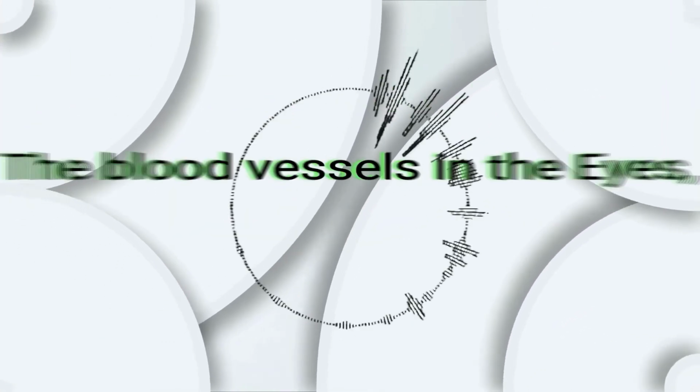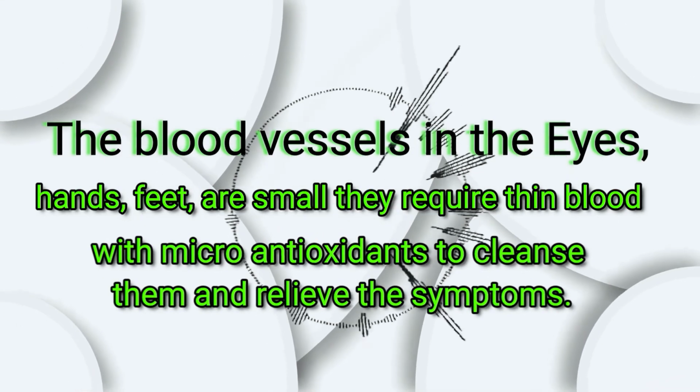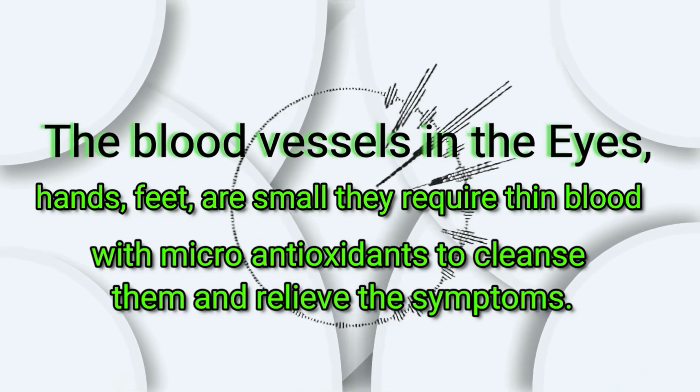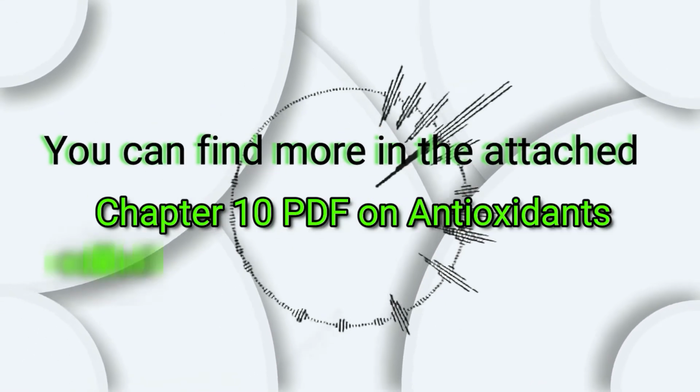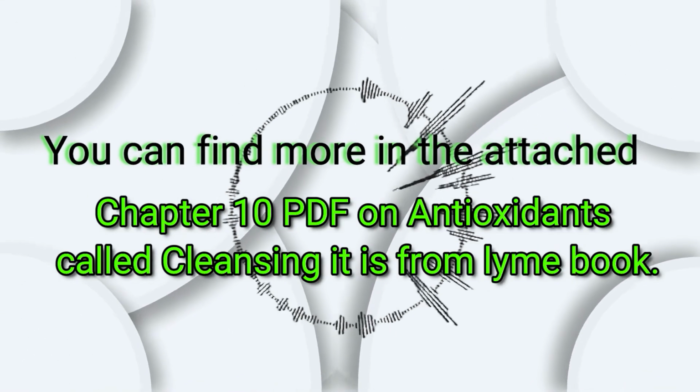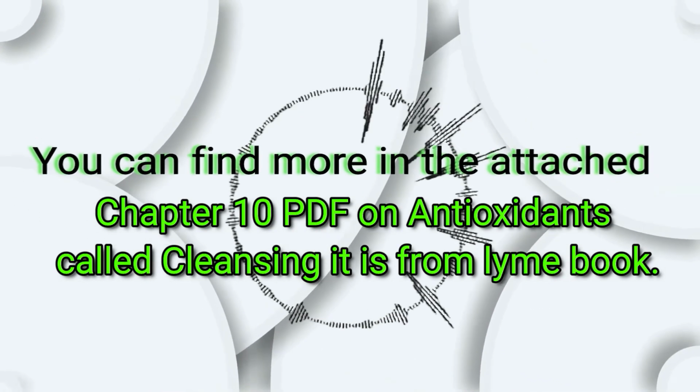The blood vessels in the eyes, the hands, the feet are small. They require thin blood with micro antioxidants to cleanse them and relieve the symptoms. You can find more in the attached Chapter 10 PDF on antioxidants. Chapter 10 PDF is called Cleansing, and it is from the Lyme book.